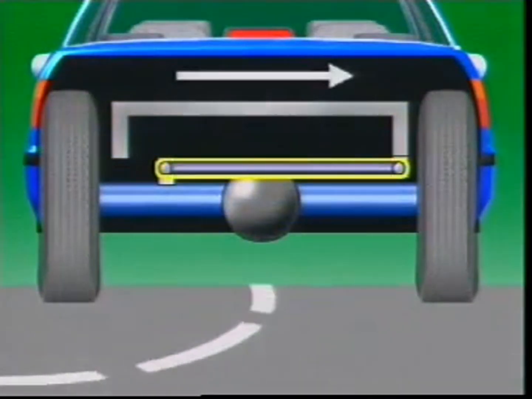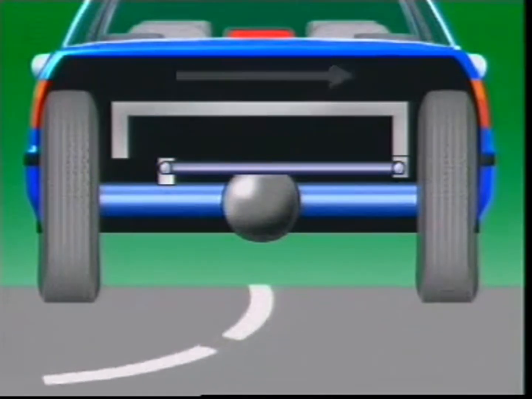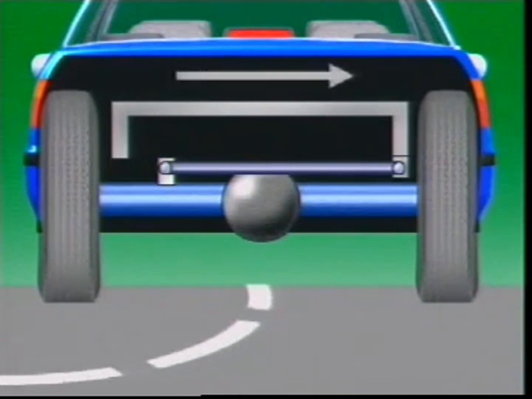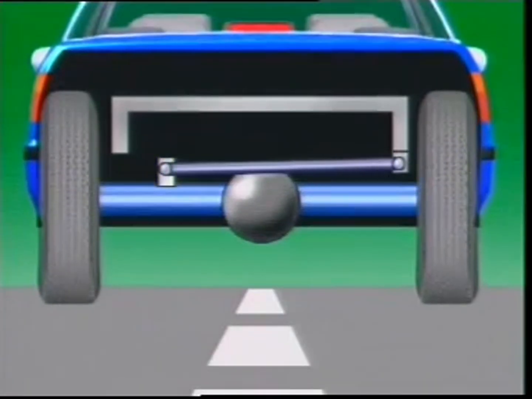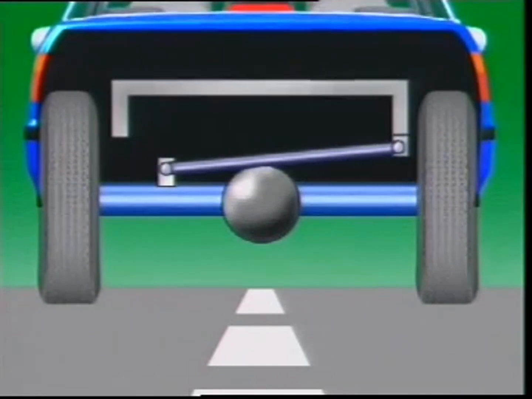A panhard rod may be used to restrict lateral movement of the rear axle during cornering. It has bushes or mountings at each end where it locates on the axle and frame. This allows for variations in load while maintaining correct alignment.